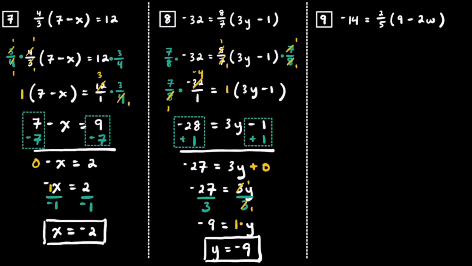And just for good measure, let's try one more just to make sure you got it. So for number 9, we totally could distribute this 2/5 to both of these, but then we'd have to deal with fifths the entire time. But instead, let's go ahead and multiply both sides by 5/2, which is the reciprocal of 2/5.